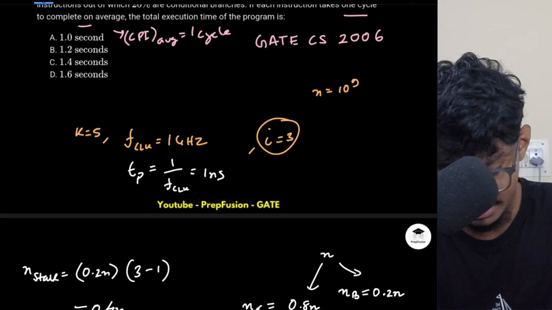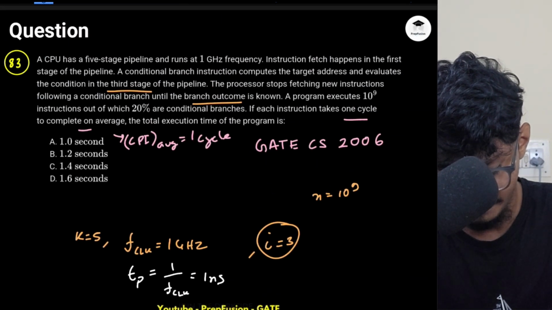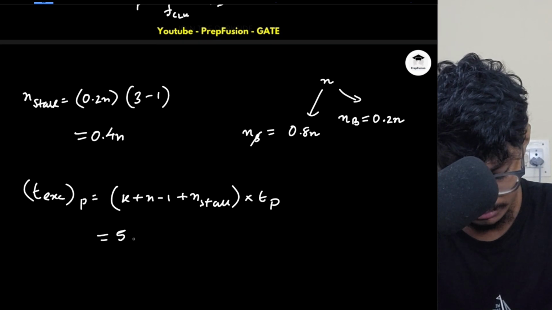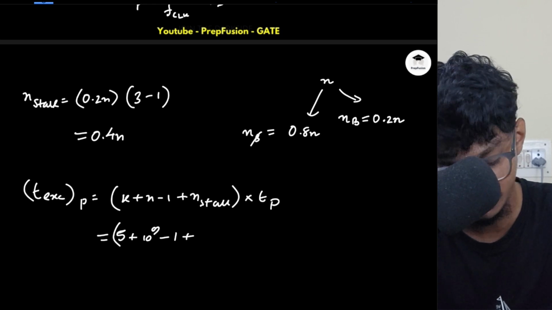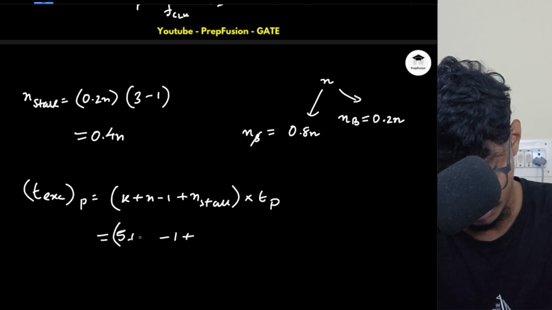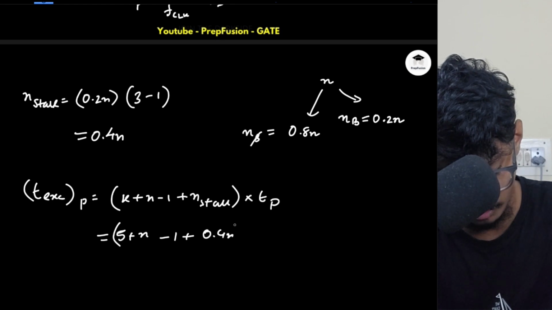So k is actually 5, right? K is 5. N is very, very large, 10 to the power 9, so the 5 will be anyways ignored, but still, I will not write this right now. I will keep n as it is, because here also it is in terms of n only.